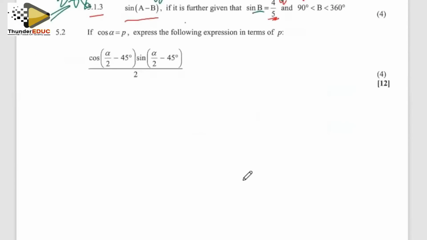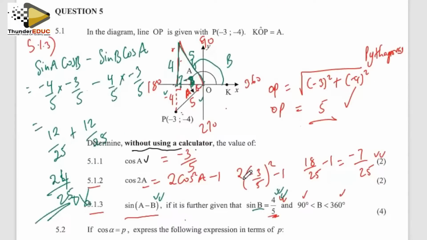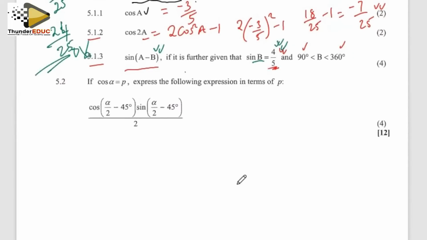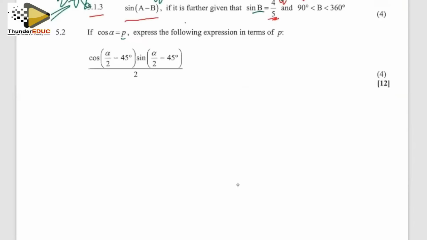Then 5.2, which is a bit separate from our diagrams up there, they're telling us that if cos alpha is p, can we express the following expression in terms of p? Now, there's something that we need to see or to understand with this expression, that there's something funny. We have cos sine. This is more like the identity of the double angle of sine. Let me say we have the sine 2 alpha.